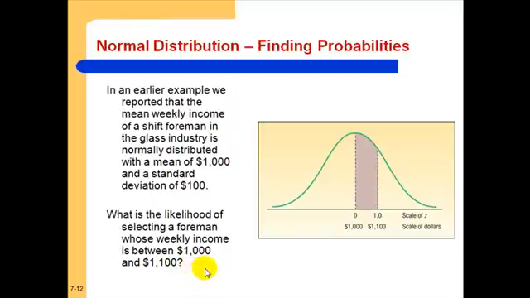So, what's the first step? First step, we need to find out the z-value for these two numbers. The 1,000 is also the mean, so the z-value for the mean is 0. And for the 1,100, the z-value is 1. So we can easily find out based on the empirical rule, the 1 standard deviation away from the 0 is half of 68%.